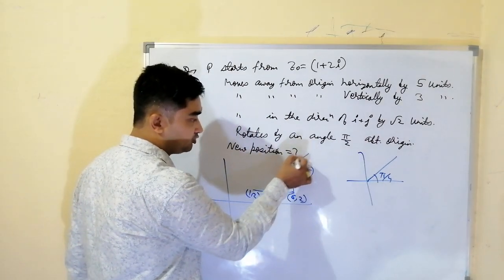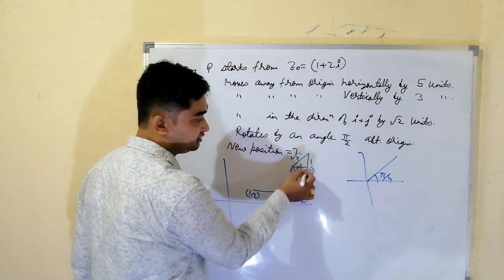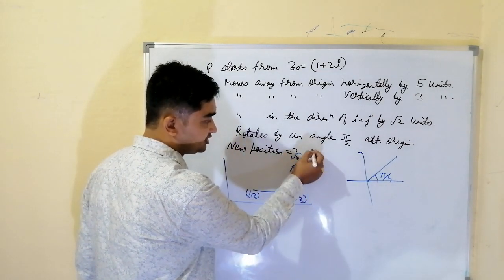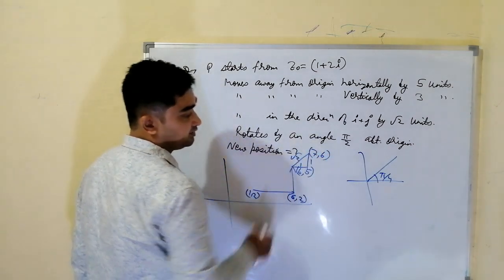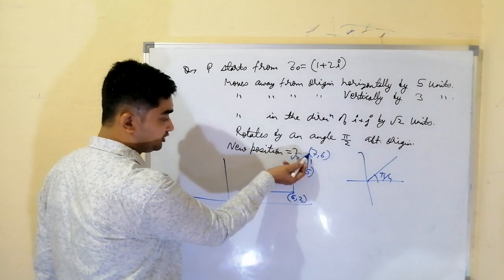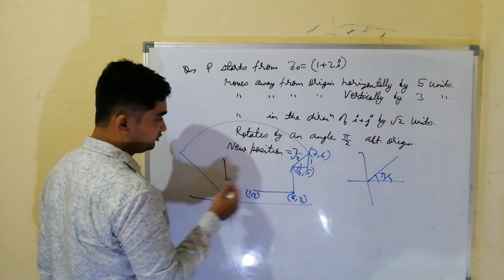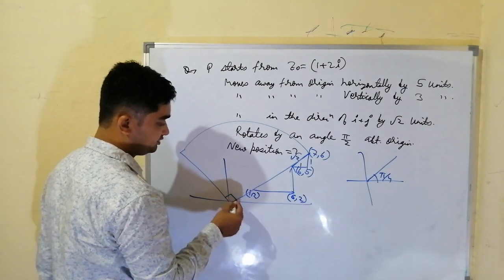If it is moving by √2 units in the direction pi by 4, then this is 1 and this is also 1. Then the new coordinates will become 7 comma 6. Add 1 to both. After this, it rotates by an angle pi by 2 about the origin. Then we have to find the new position.